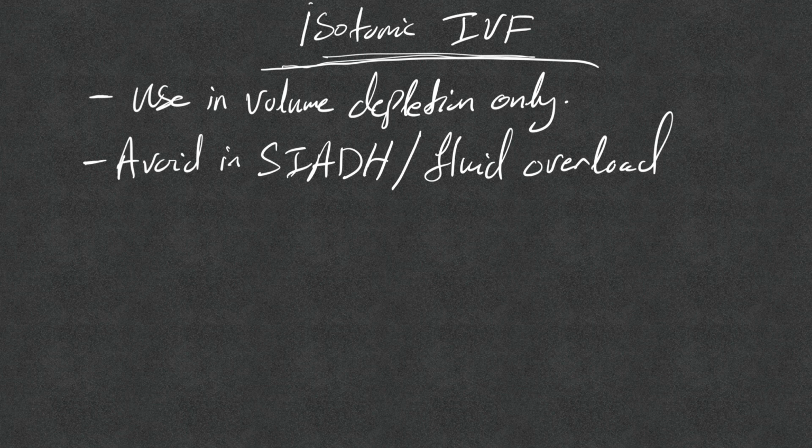Isotonic IV fluid solution, whether normal saline or lactated Ringer, we use them in volume depletion only, and please avoid them in SIADH or fluid overload. This is pretty obvious. The way it improves hyponatremia in volume depletion is by repleting the volume status and then canceling the signal for ADH.